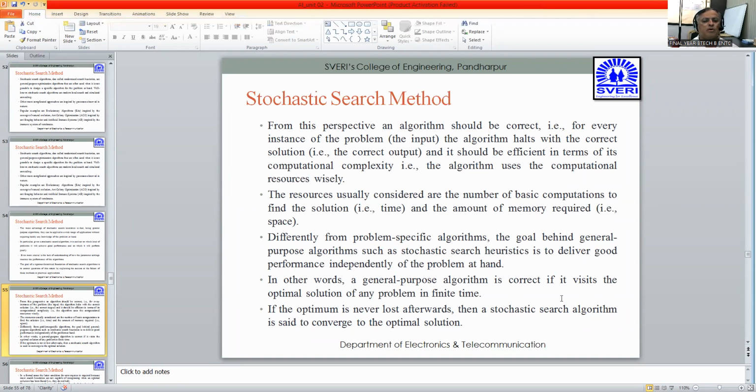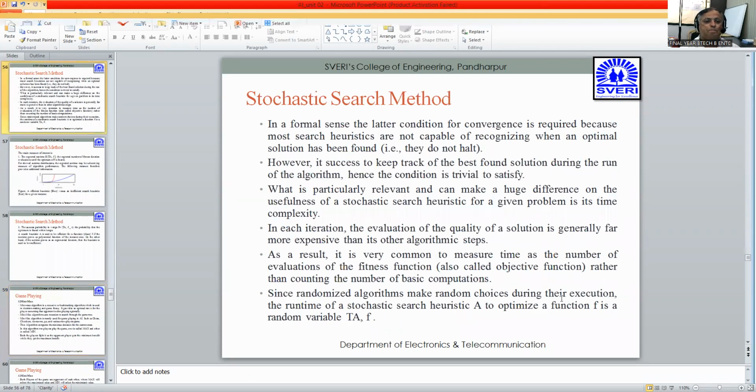It is a general purpose algorithm and it is correct if it finds the optimal solution in finite time. And the last point is that if this optimum is never lost afterward, the stochastic search algorithm is said to converge to the optimal solution. These are the most important points of stochastic search. In a formal sense, the latter condition for convergence is required because most search heuristics are not capable of recognizing when an optimal solution has been found.